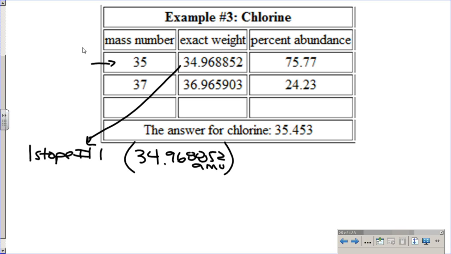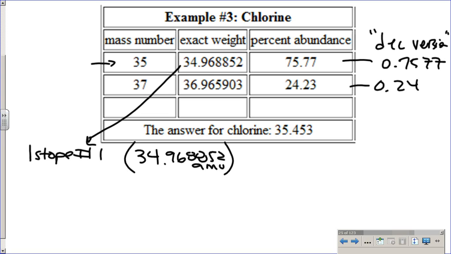This is already in percent right here, but we can't use the percents as is. We have to take them back to their decimal form. So we can't multiply by 75.77. We have to multiply by the decimal version, which is 0.7577. So back it up the two spaces. Remember, percents are times 100. You're just backing it up without the times 100 part. So then this one's going to be 0.2423.